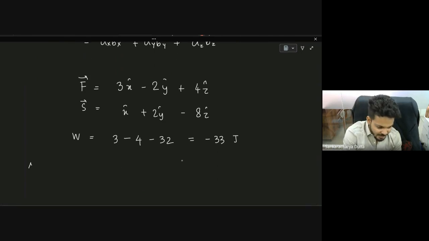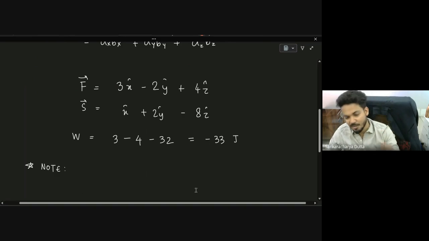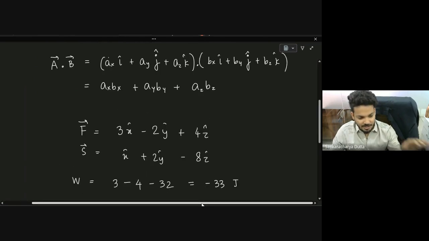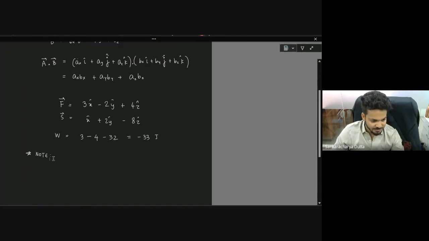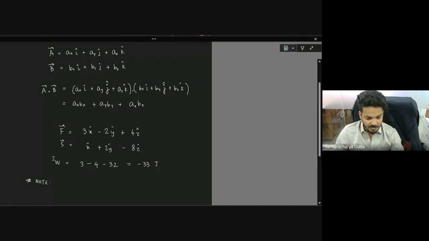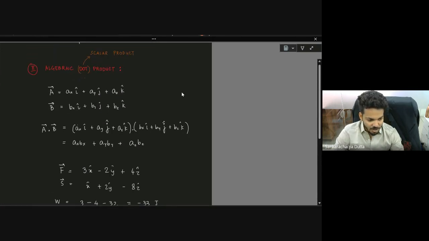Just write a small note in your own words on what you just did, because you'll forget. I know you'll forget. The only thing that can prevent you from forgetting is writing a note on exactly what you understood by yourself, and revising that at regular intervals. That is how you'll remember. Otherwise, you'll forget. It's a fact. So you multiply x to x, y to y, and z to z without any directions, and then you add it. That is the algebraic dot product.